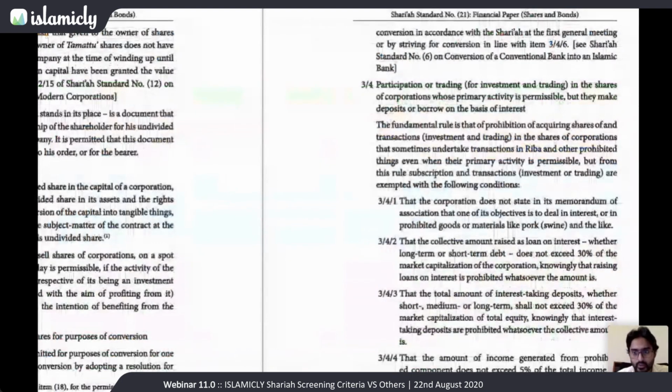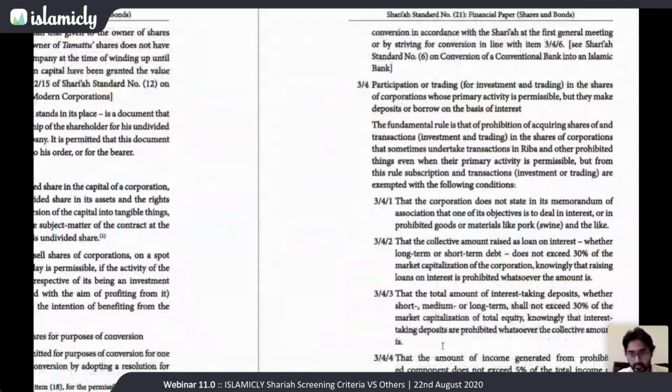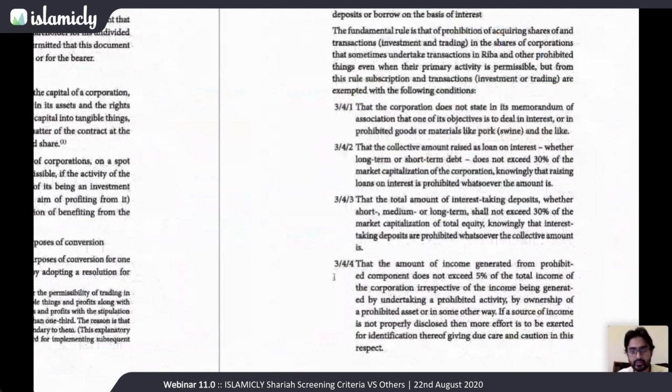Let's bring up the standard which talks about that. It is 3/4/4, which talks about it. So if I have to read that, it says that the amount of income generated from prohibited component does not exceed 5% of the total income of the corporation, irrespective of the income being generated by undertaking a prohibited activity, by ownership of a prohibited asset, or in some other way. If a source of income is not properly disclosed, then more effort is to be exerted for identification thereof, giving due care and caution in this respect.